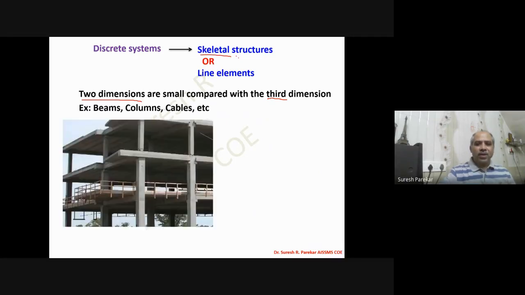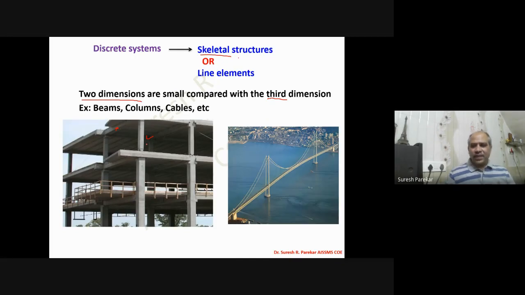So we have beams, columns. You can see we have these as columns, and you can have these as beams. So these are examples of line elements or discrete systems. Then you can have these cables. You can consider these are also line elements.